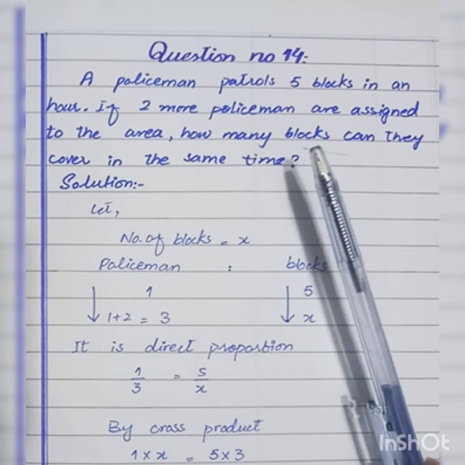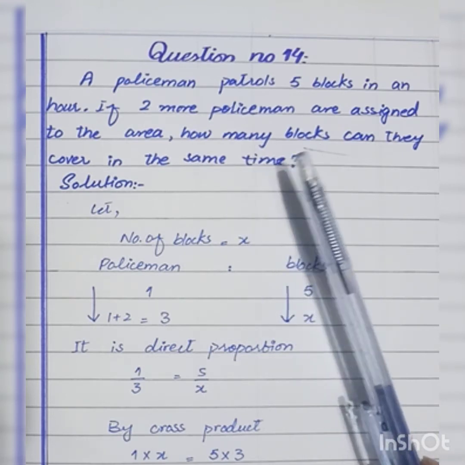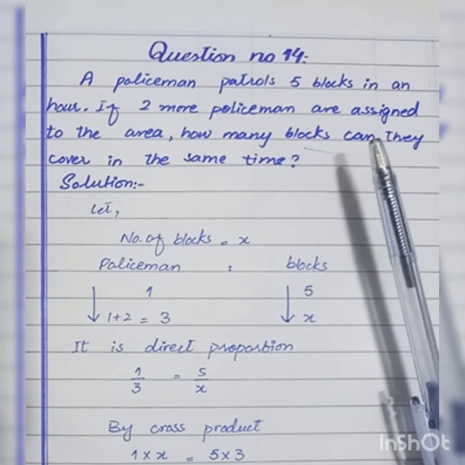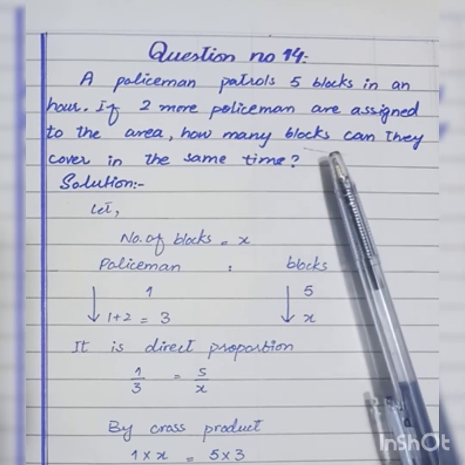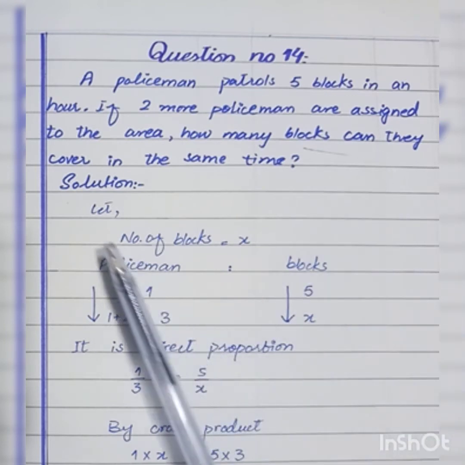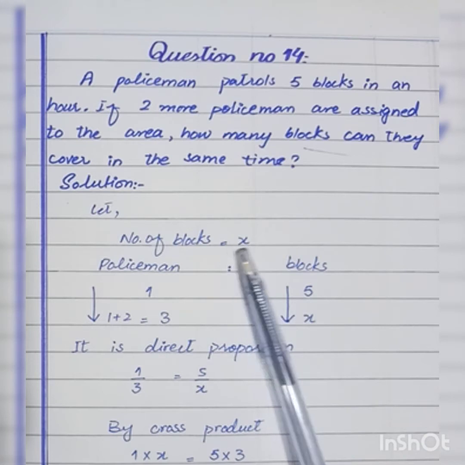then it means if we add 2 more policemen to 1, then it would become 1 plus 2 is equal to 3. If 3 policemen cover distance, how much distance can they travel, or how many blocks can they cover in the same time. Here you can see that let the number of blocks that they cover be x.